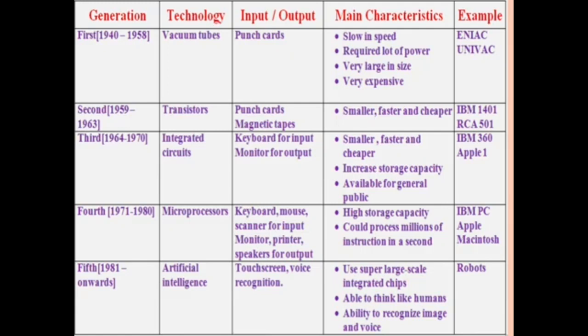Okay. The last one is fifth generation computer. So it is still under development. Here they use technologies like artificial intelligence, touch screen, voice recognition, super large scale integrated chips, able to think like humans, with the ability to recognize image and voice. Example, robot. Okay, so this is the short recap, in short form you can learn about the generations of computer.